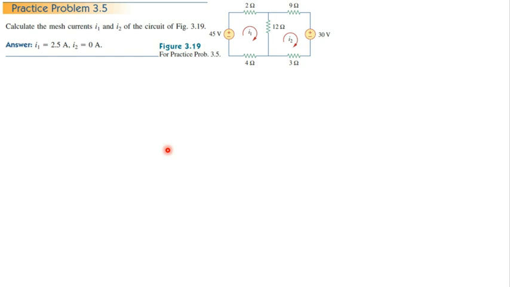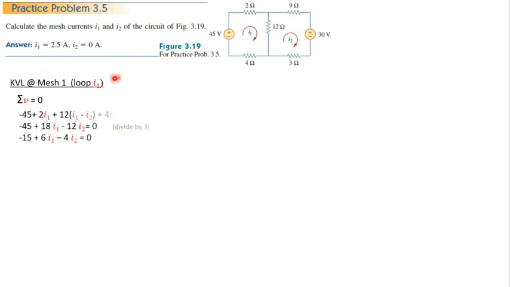Today we'll be doing practice problem number 3.5. Calculate the mesh currents I1 and I2 of the circuits of figure 3.19. Now, this will be a mesh analysis, and you can just do the mesh rule, which is to take loops of each loop, like the I1 loop and the I2 loop. The first KVL mesh loop would be this right here.